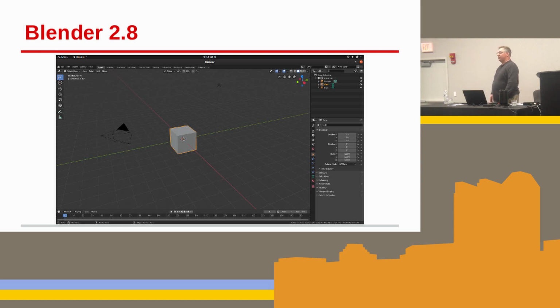Yeah, the question is, have I ever used Blender's CAD plugin? One of the nice things about Blender is that it's extendable, and yes, it has a lot of plugins. I have not used their CAD plugin.